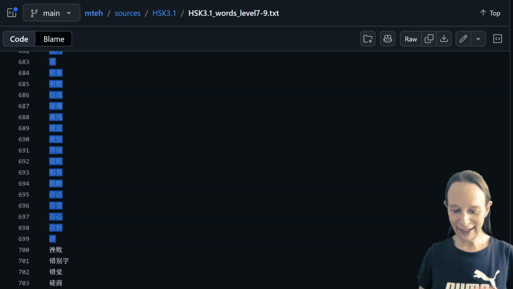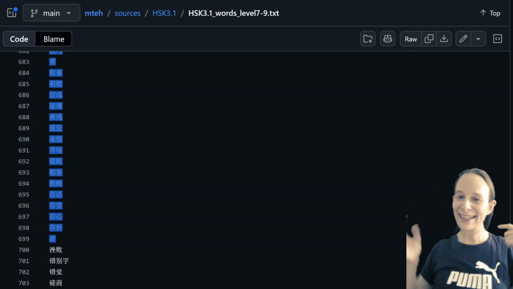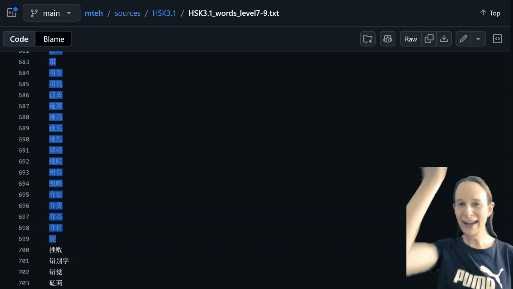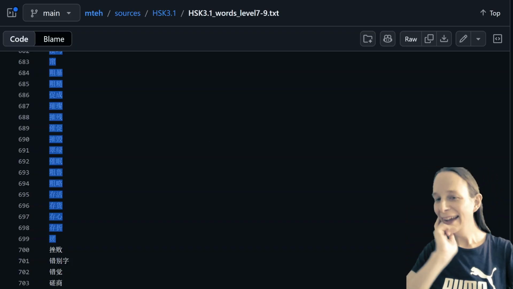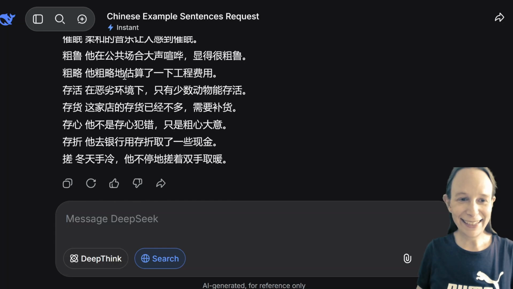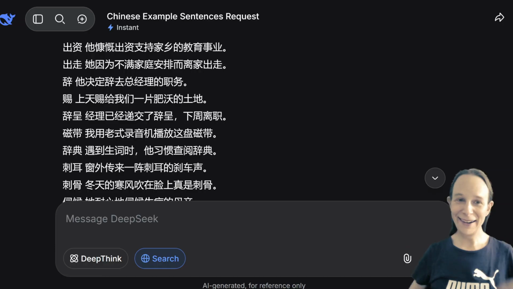We are doing HSK 7 through 9 vocab. We're getting there. We're doing a sort of countdown. We started off at 5,600 and we're working upwards. We started at Z and we're up to C now. I gave this batch to DeepSeek. Let's go.